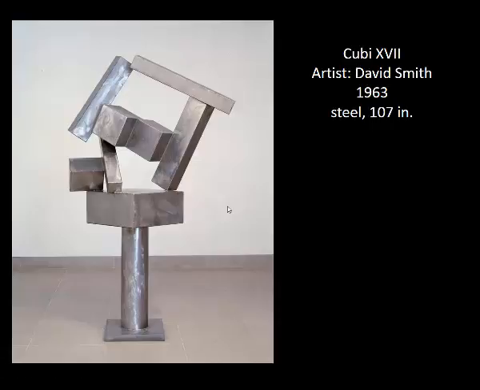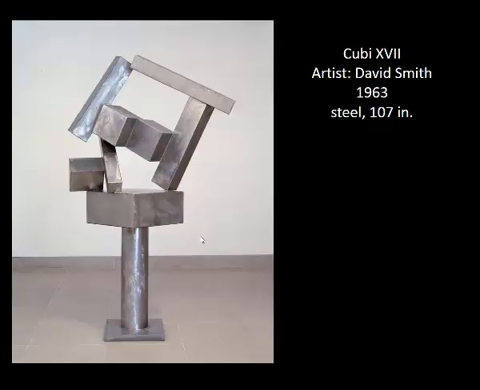His Cubi sculptures interact dynamically with the space, but also with the light, which you can see in this photograph. With the metal, it has a reflective quality. It also, with the variation of forms in their position, some of the forms seem to be lit up, while others are relegated to the shadows. This heightens the sense of volume.